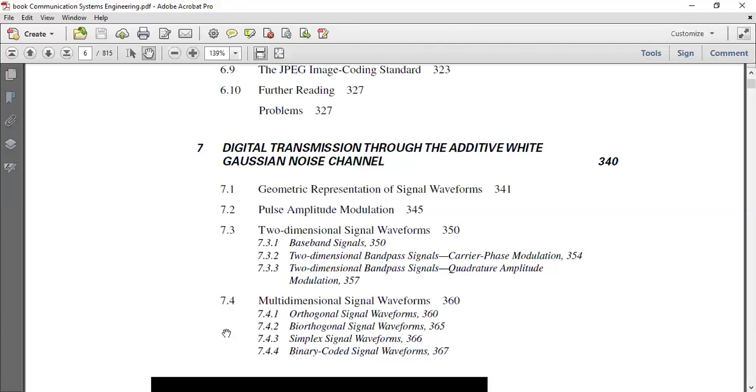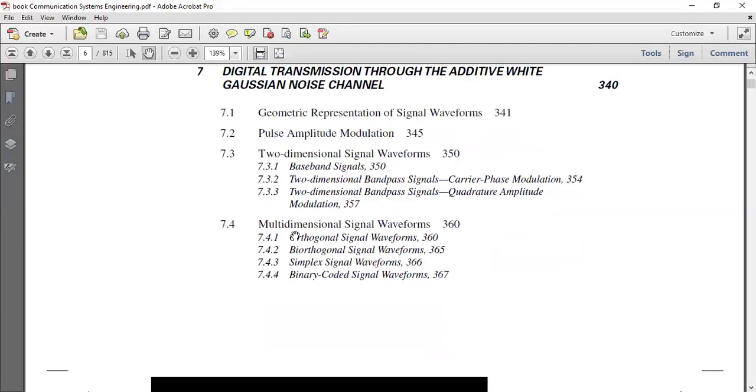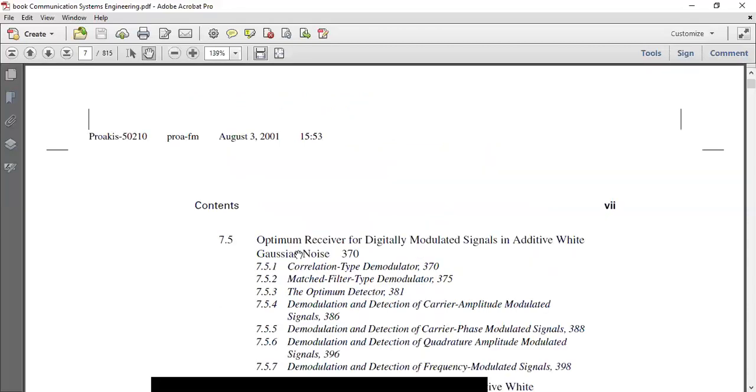So today we will discuss section 7.4, multi-dimensional signal waveforms. In this case, we have these topics: orthogonal signal waveforms, bi-orthogonal signal waveforms, simplex signal waveforms, and binary-coded signal waveforms. Then we will move towards the optimum receiver for digitally modulated signals in AWGN channel, AWGN noise. So let us come back to our slides.